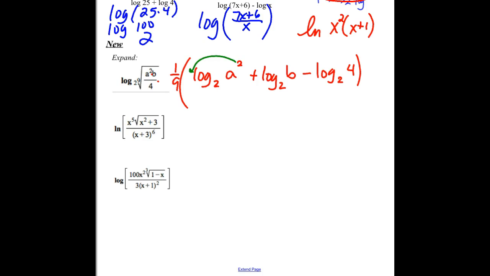Can we go ahead and distribute the 1/9 as we do that? So this is going to become 2/9 log base 2 of a. Okay. Plus what? 1/9 log base 2 of b minus log base 2 of 4 is really just 2. And when we distribute the 1/9 in, we would get 2/9.